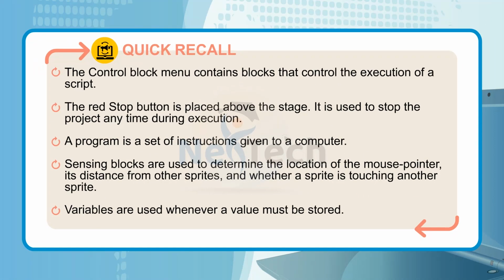Quick recall. The control block menu contains blocks that control the execution of a script. The red stop button is placed above the stage. It is used to stop the project anytime during execution. A program is a set of instructions given to a computer. Sensing blocks are used to determine the location of the mouse pointer, its distance from other sprites, and whether a sprite is touching another sprite. Variables are used whenever a value must be stored.